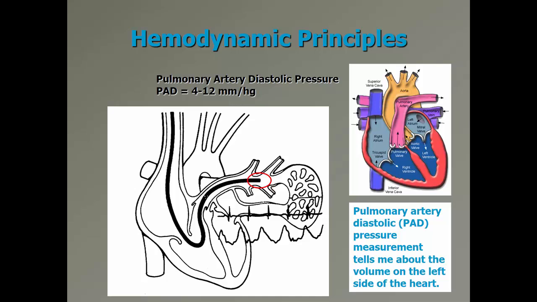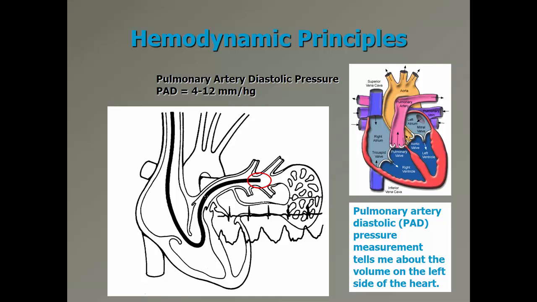Now, what does the pulmonary artery diastolic tell us about? Where in the heart is the information coming from? Well, it's coming from the left side. So if the pulmonary artery diastolic pressure was low, then that tells me that the volume on the left side of the heart is low. If the pulmonary artery diastolic pressure was 22, the pressure is high, and therefore the volume on the left side of the heart is high. That's what the pulmonary artery diastolic pressure tells me.